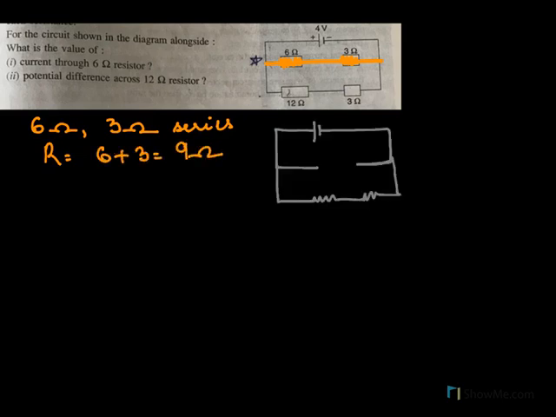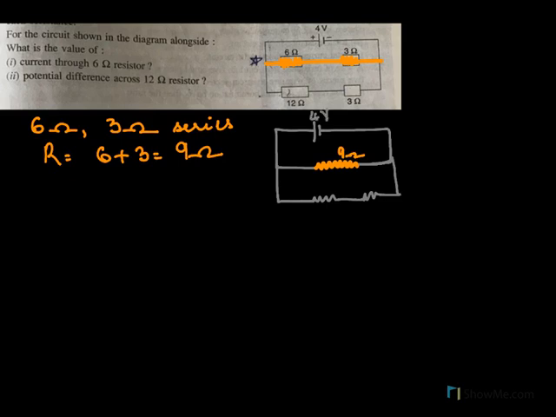For the circuit diagram shown in the figure, find the value of the current through 6 ohms and potential difference across 12 ohm resistor. So let us take up first 6 ohms. Now see here we have 6 ohms and 3 ohms, and these are connected in series. So which means the total resistance will be 6 plus 3, that is 9 ohms. So here the resultant of 6 and 3 is 9 ohms.